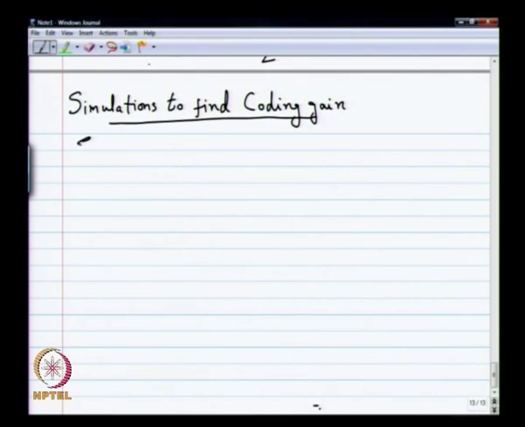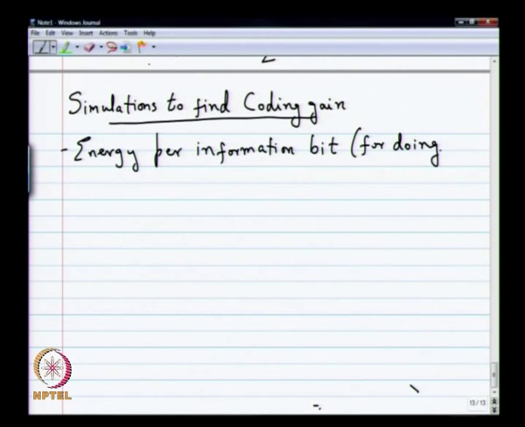So first of all, what is coding gain? To define that, one needs to be a little bit more careful. You can't just say something is a coding gain and let it go. The main idea here in coding gain is this notion of energy per information bit. This is an important idea. It helps in doing fair comparisons. This is mainly for doing fair comparisons.